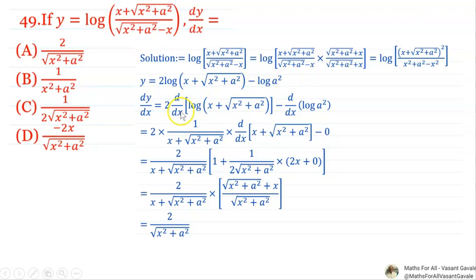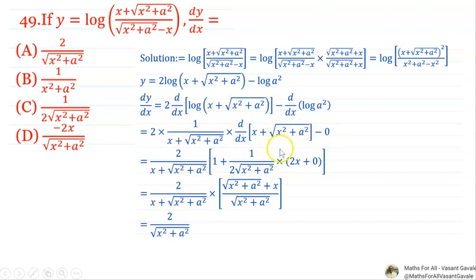ओके. आता इथे पुन्हा डेरिव्हेटिव्ह dy by dx is equals to 2 ddx of log of x plus in root of x square plus a square minus ddx of log of x square. ही कॉन्स्टंट क्वांटिटी आहे. त्याचा डेरिव्हेटिव्ह किती मिळणार तर 0 मिळणार. ddx of log of x plus in root of x square plus a square that is 1 upon x plus in root of x square plus a square into ddx of x plus in root of x square plus a square. x चा डेरिव्हेटिव्ह किती तर 1.